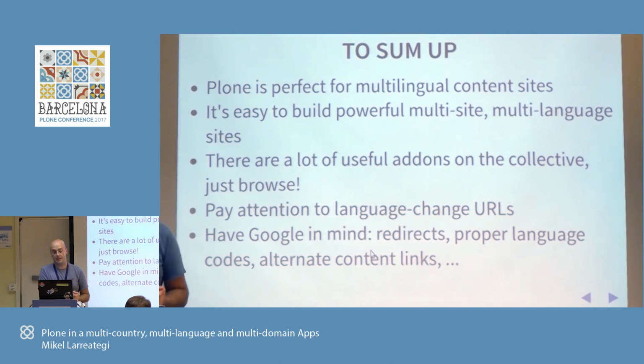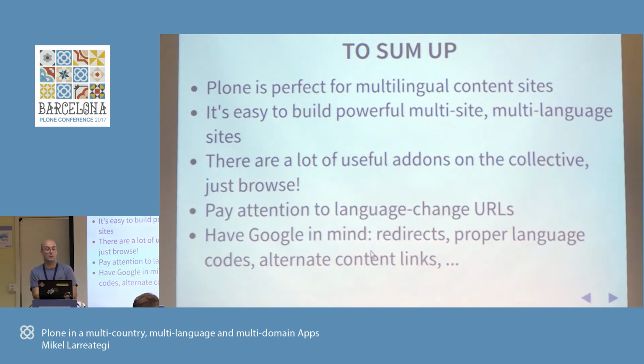It's very easy to build powerful multi-site and multilingual sites. You just go to the language control panel, enable more languages, and you are almost done. You just have to add content. There are a lot of useful add-ons on the collective, as you may know. You just have to take some time to browse it, and you find little gems like collective.lingua domains or SLCXL and many others. You have to pay attention.